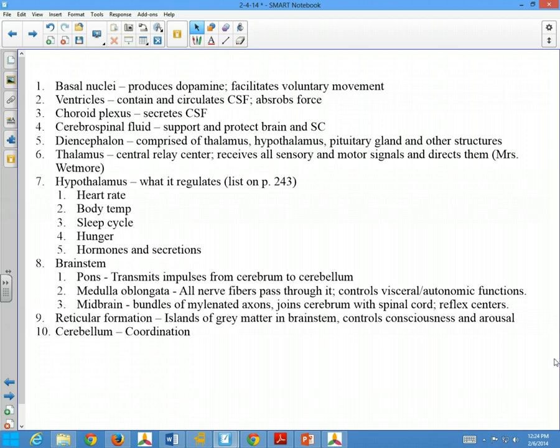Okay. Any questions here? A fairly straightforward list.